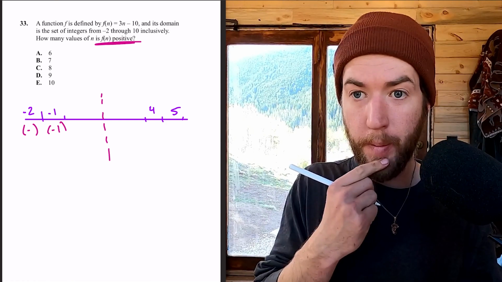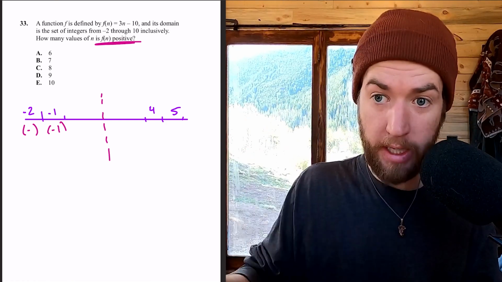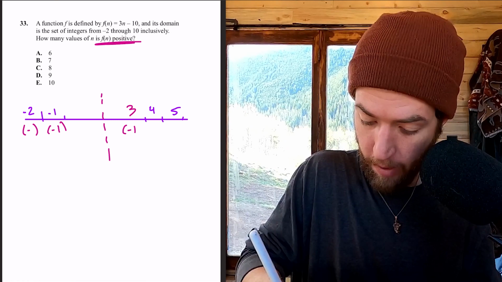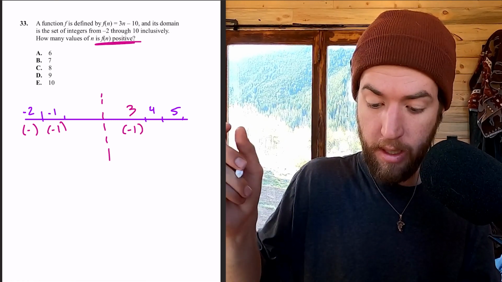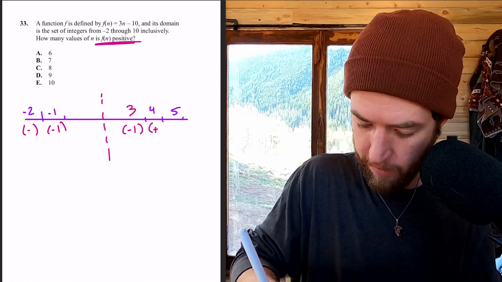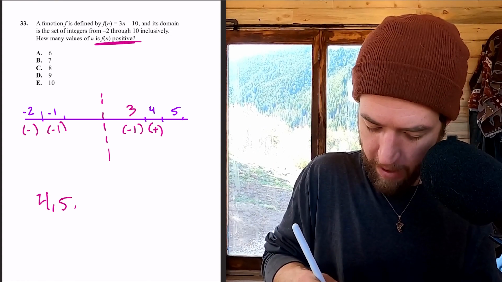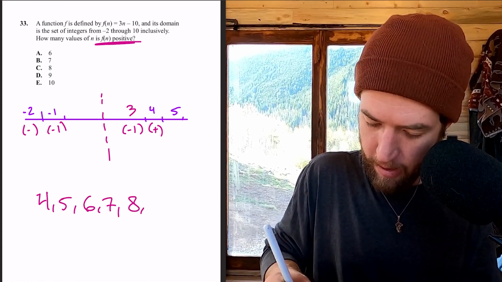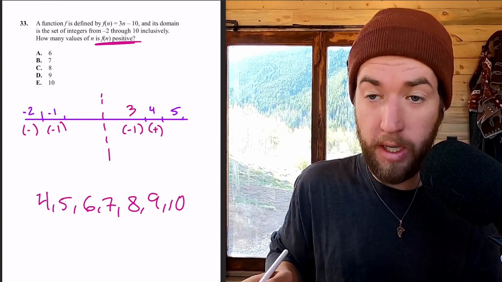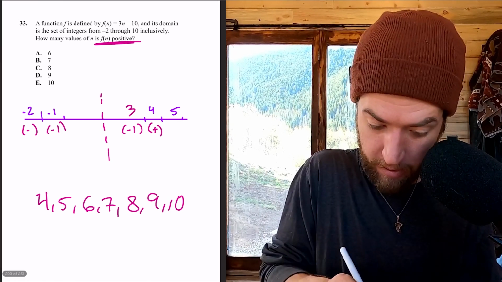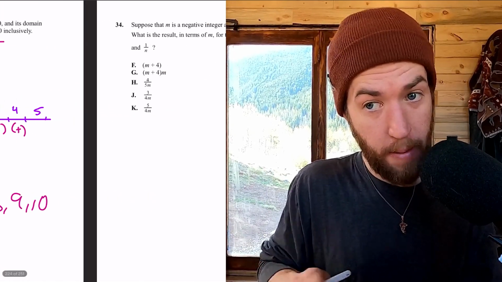So 3 times 3 minus 10 is negative. However, 3 times 4 is 12 minus 10 is positive. So there's our breaking point. So 4, 5, 6, 7, 8, 9, and 10 are all included to make this positive. That is 7 answers. On to the next.